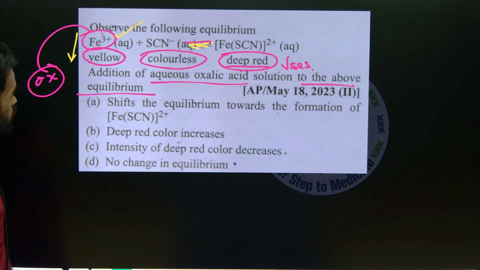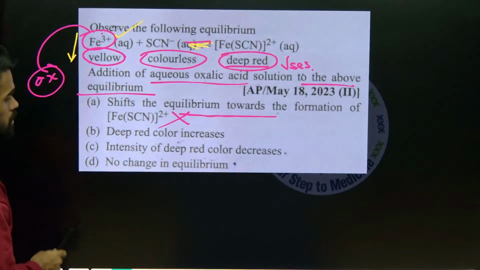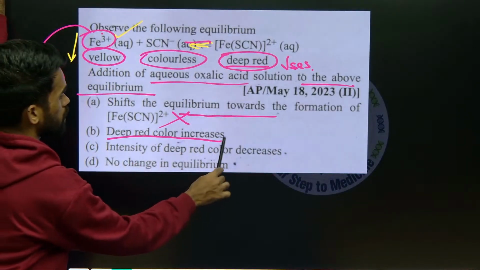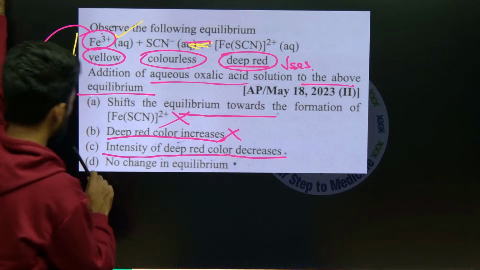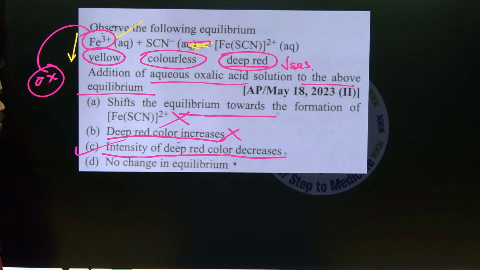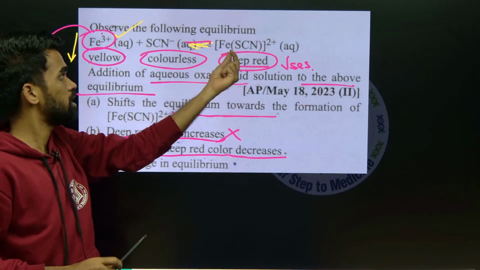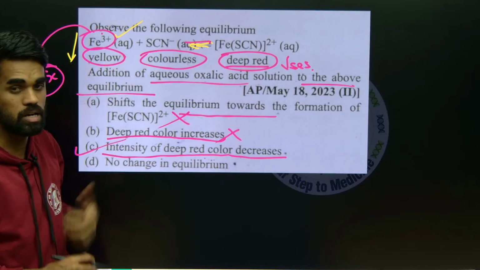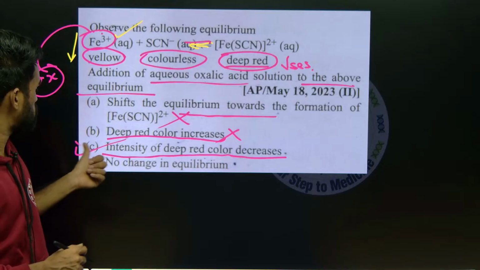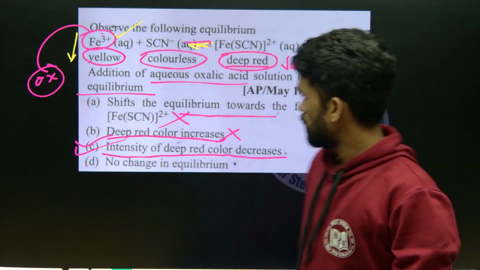So you can see, equilibrium shifts towards formation of no. Next, deep red color increases, no, decreases. Intensity of deep red color decreases. That's it. Option C will be a perfect answer, because reaction favors backward. Therefore this complex dissociates to give the initial reactant species. Okay, so option C will be your answer for the question. Okay, next, I hope this is clear.